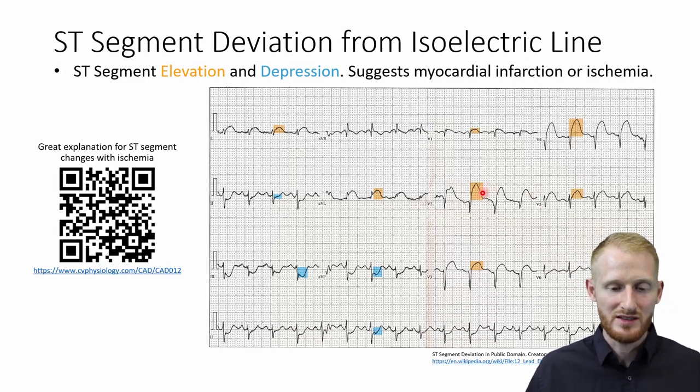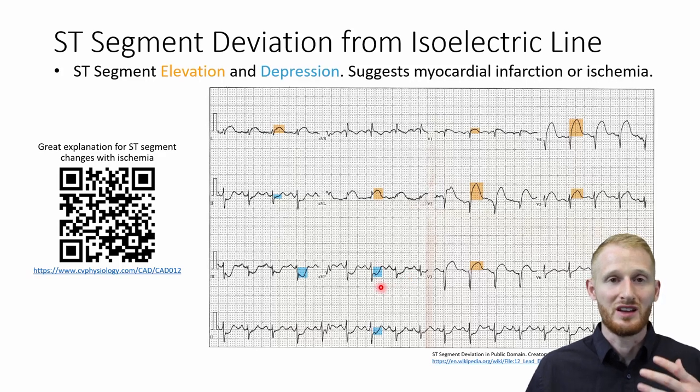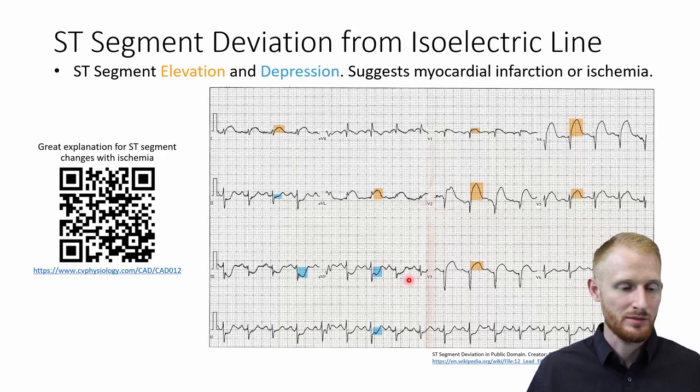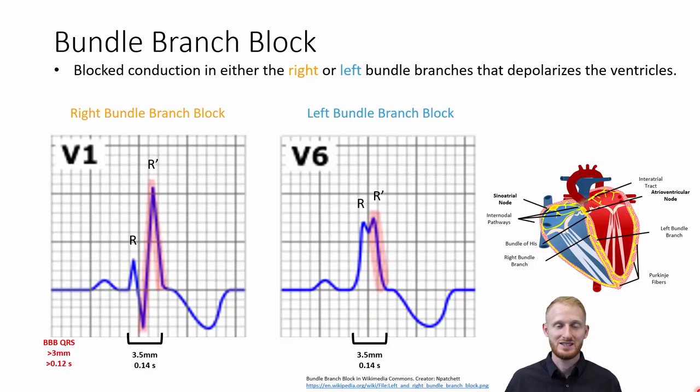Explaining why these become elevated or depressed from an electrical standpoint is a little bit complicated, but if you're up to the challenge, scan this QR code or go to this link here, and there's a really nice explanation of ST segment changes in that website. They also do a nice job of talking about T-wave inversion, which is another sign of ischemia that I'm not talking about here in this video. But go ahead and go to that, and it'll go over that for you and help you understand why these are elevated or depressed.